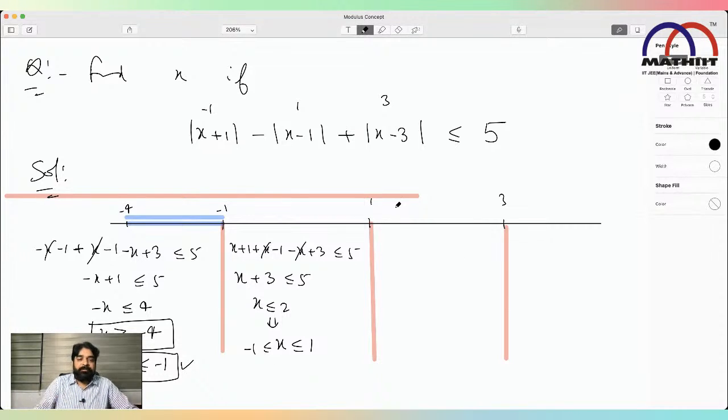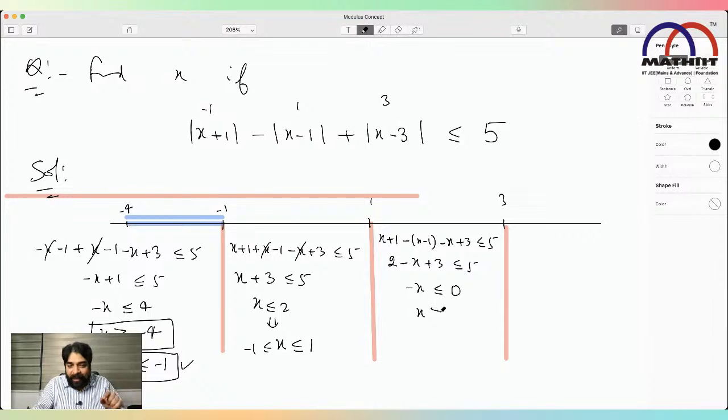Going into this box, 1 to 3. What will happen? This will be positive because to the right of -1 this is also positive, but this will still be negative. So x plus 1 is positive. Be clear, this minus is already there. So minus of x minus 1, minus of x plus 3 less than or equal to 5. It will become x minus x cancel, 1 plus 1, 2, minus x plus 3 less than or equal to 5. So minus x less than or equal to 5 minus 5, that is 0, because 2 plus 3 is 5, and 5 will go to this side and cancel. I hope I am doing it correctly.